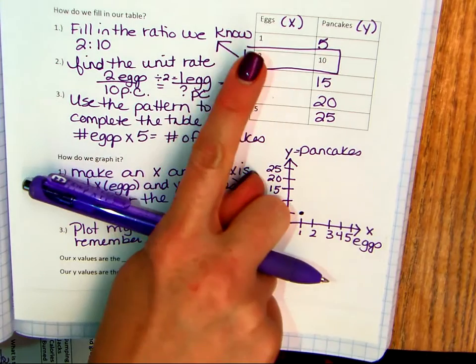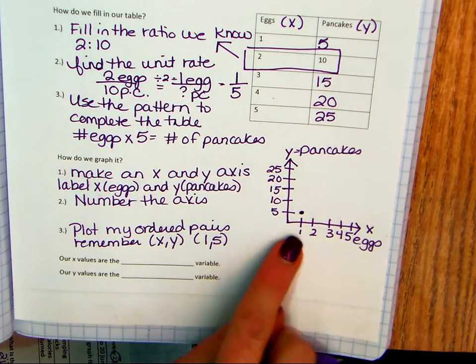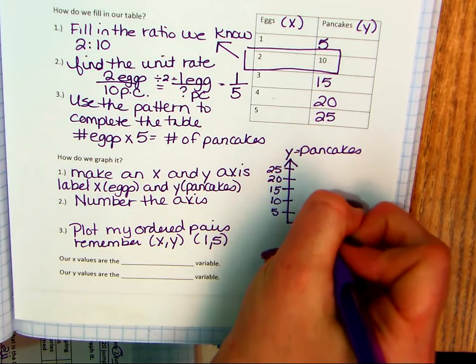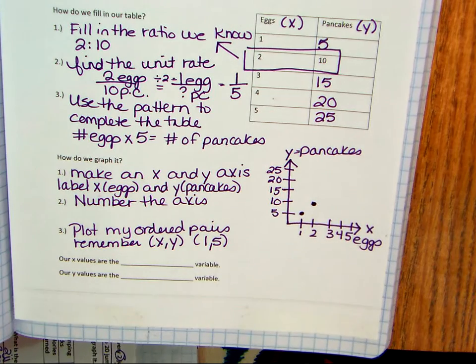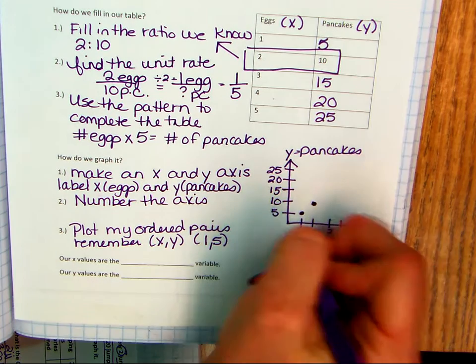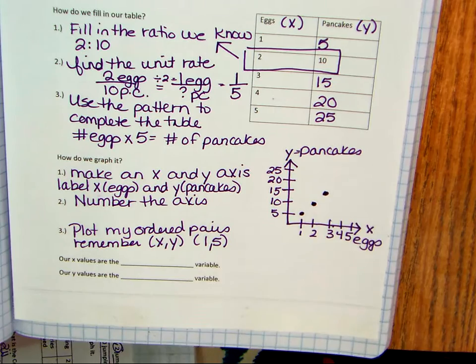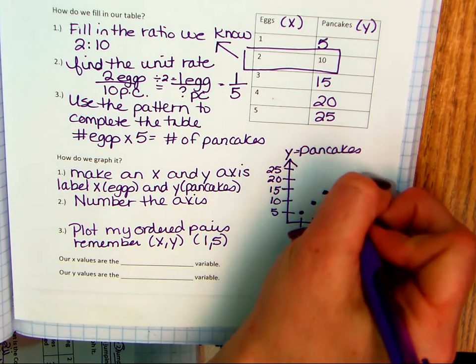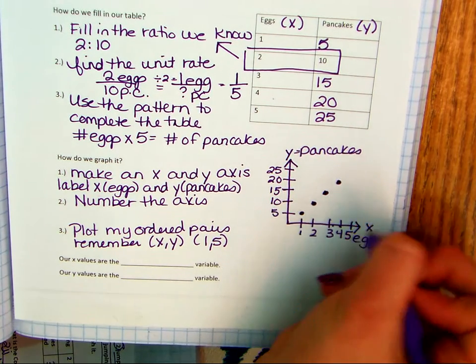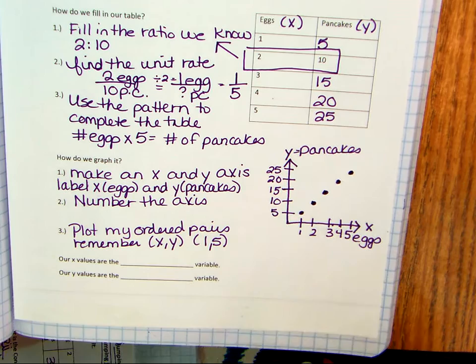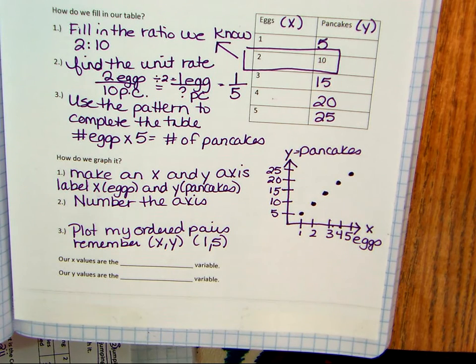The next one, 2, 10. Over to 2, up to 10, make a dot. Next one, over to 3, up to 15, make a dot. Over to 4, up to 20, over to 5, up to 25. And now I have put all of my ordered pairs onto my axes.